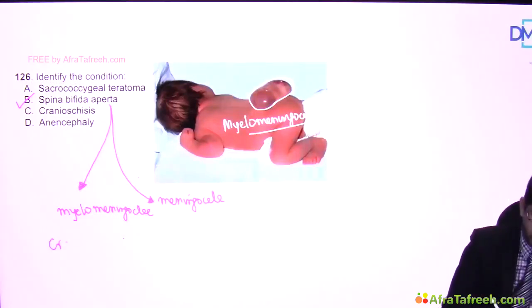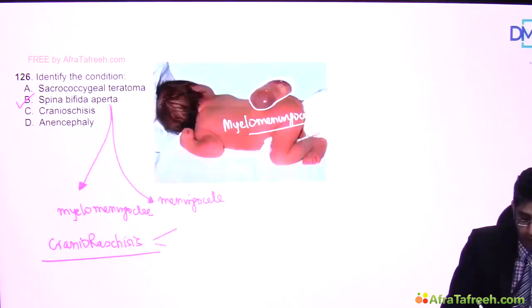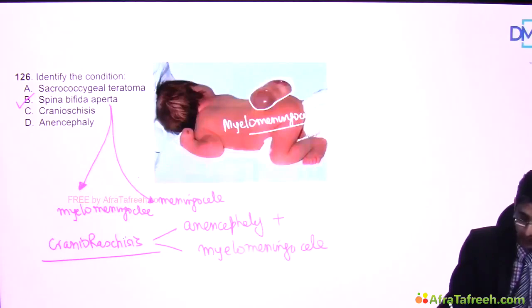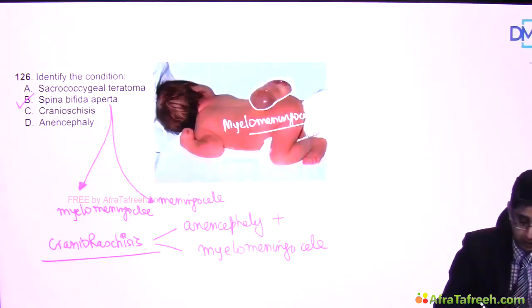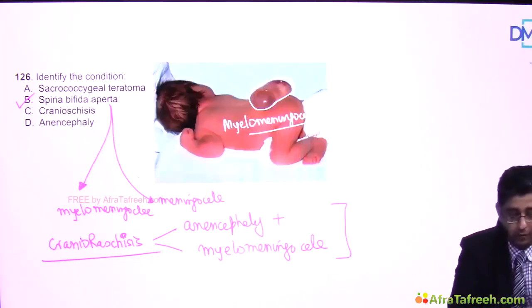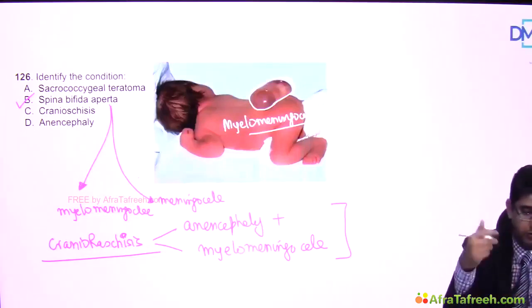Craniorachischisis, choice number C, is the most severe neural tube defect. It is a combination of two things: anencephaly, and the second feature that is seen is myelomeningocele. These are two complications which are seen with craniorachischisis. It is a combination of anencephaly plus myelomeningocele. And in anencephaly, there is a cranial vault missing, so this is anyway ruled out.